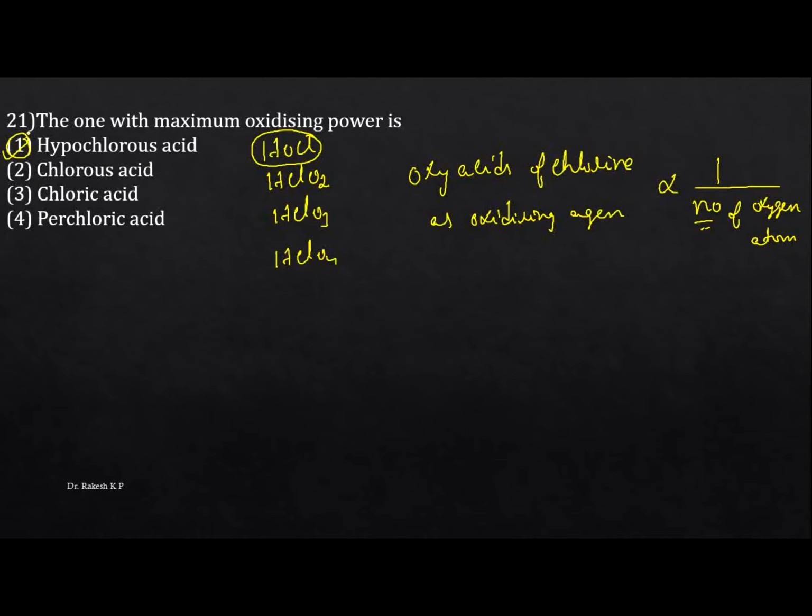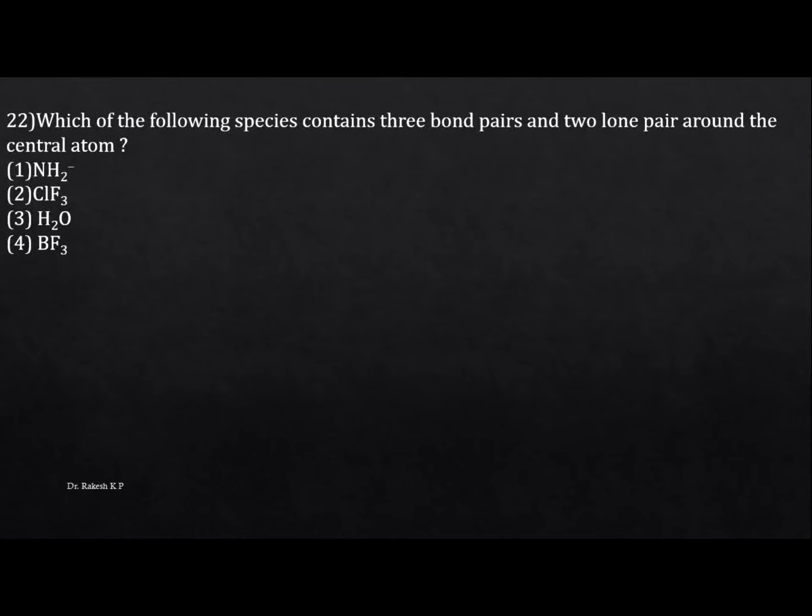Next one, see this question here. Which of the following species contains 3 bond pairs and 2 lone pairs around the central atom? Let me calculate the hybridization and also the lone pairs. We know the equation to calculate the hybridization: H is equal to half into valence electrons plus monovalent minus cation plus anion. For the lone pairs of electrons, we take the number of hybrid orbitals minus divalent minus monovalent.